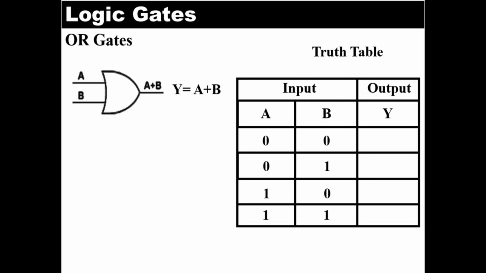If both inputs A and B are 0, then the output will also be 0. And if one input is high and one input is low, then the output will be 1, that is high. So for A is equal to 0 and B is equal to 1, the output is 1, and also for A is equal to 1 and B is equal to 0, the output is 1. For the last possible value, A is equal to 1 and B is equal to 1, the output will be 1. So the output will be 1 when at least one of the inputs is high.